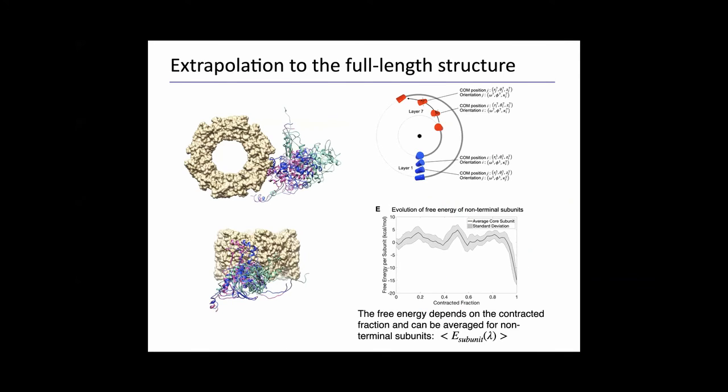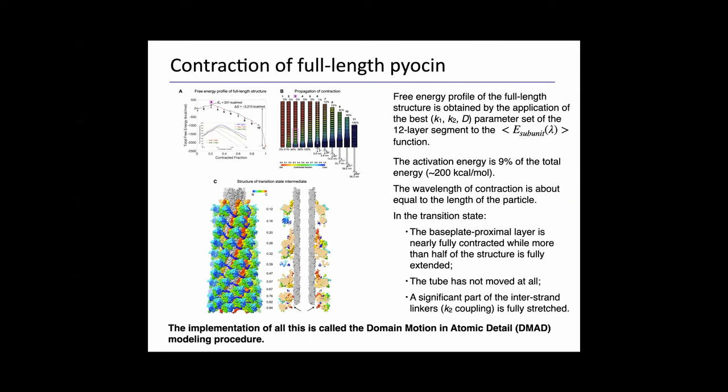So I'm going to skip a little bit. We can extrapolate to the full length structure, and this allows us to derive the structure of the transition state. So we know now the contraction fraction of the lower layer of the sheath, and this is 0.84. That means the base plate is almost completely contracted. We can calculate the wavelengths of contraction. So what is the structure of this pyocin particle, where the bottom layer is most contracted and the upper layer is still not contracted, and it's actually exactly equal to the length of the particle.